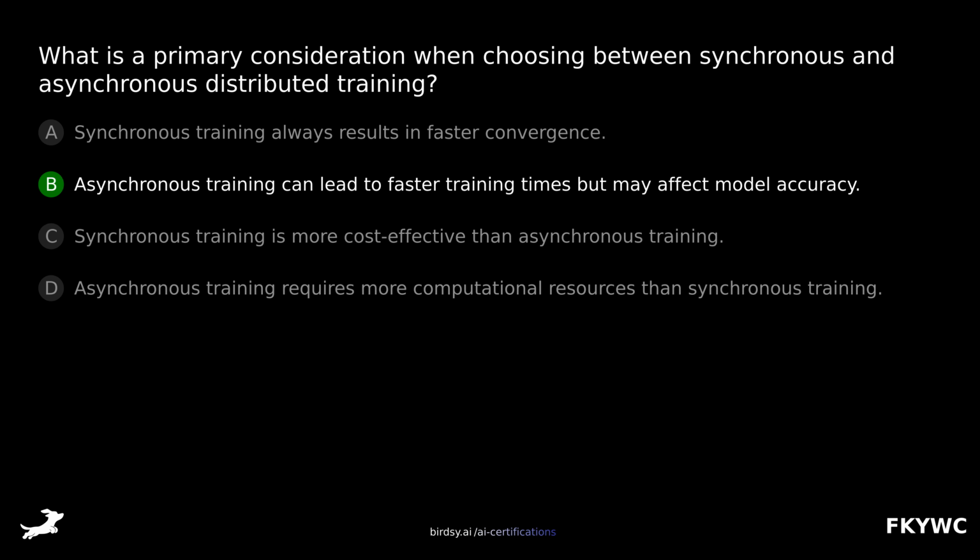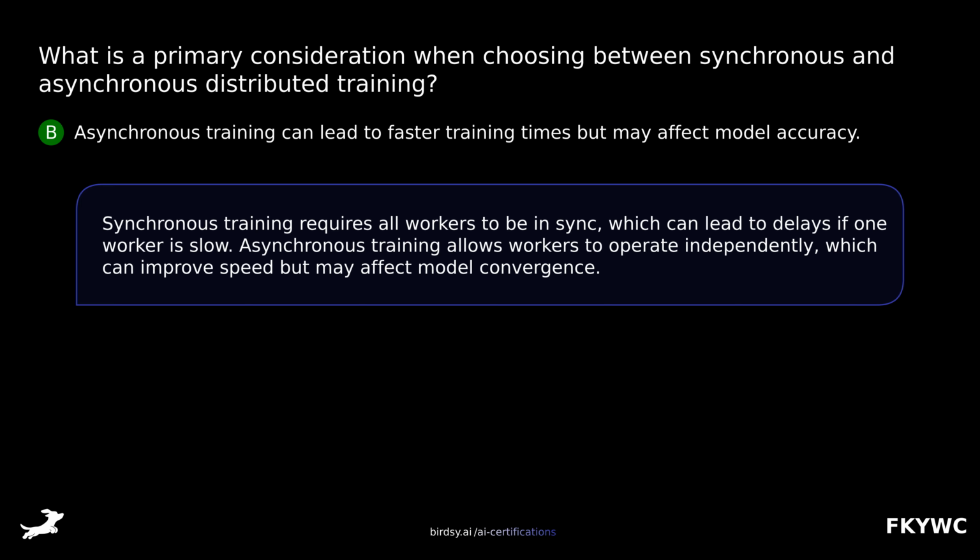accuracy. Synchronous training requires all workers to be in sync, which can lead to delays if one worker is slow. Asynchronous training allows workers to operate independently, which can improve speed but may affect model convergence.